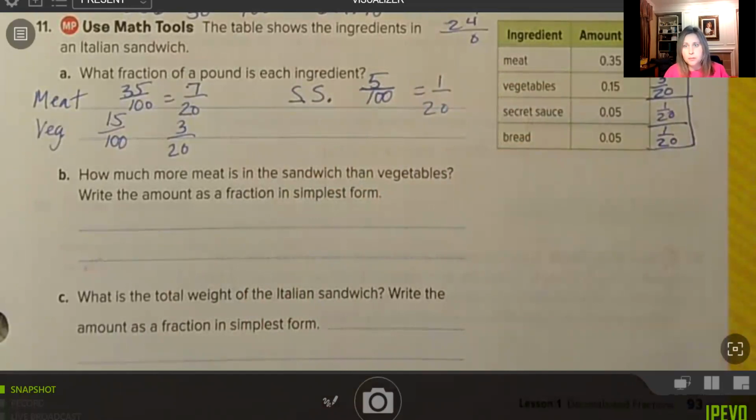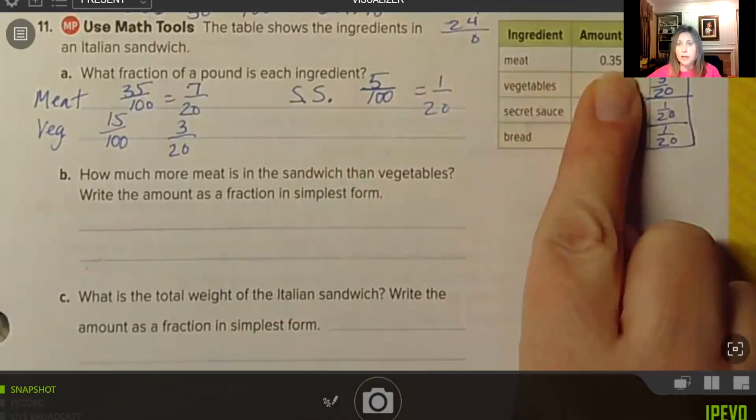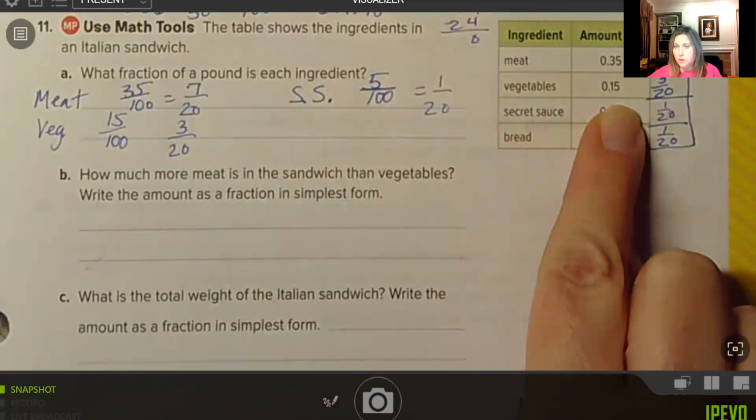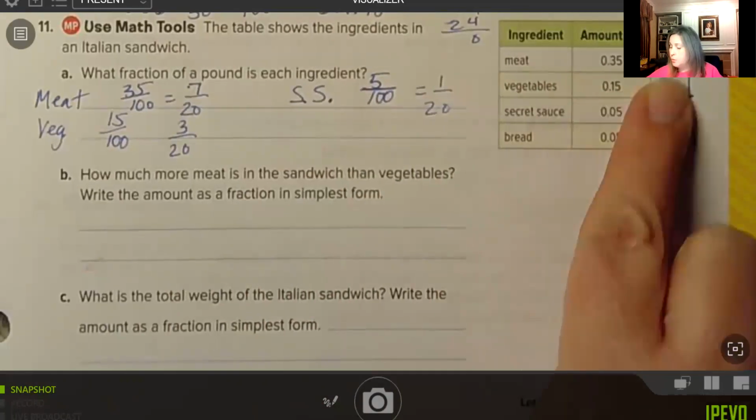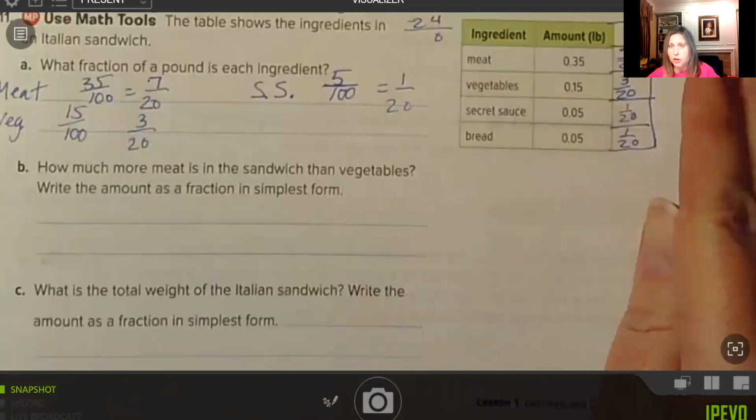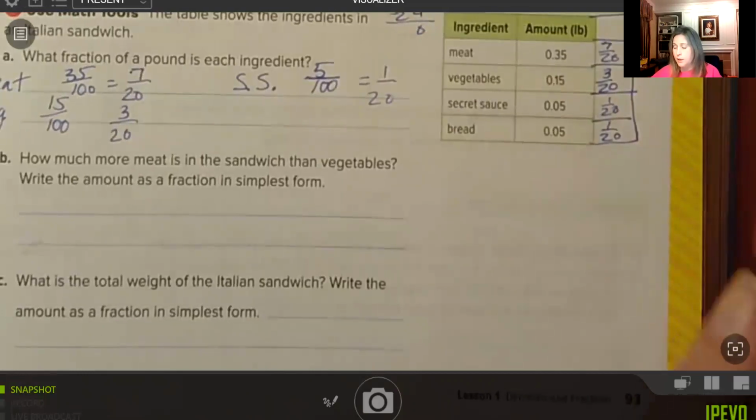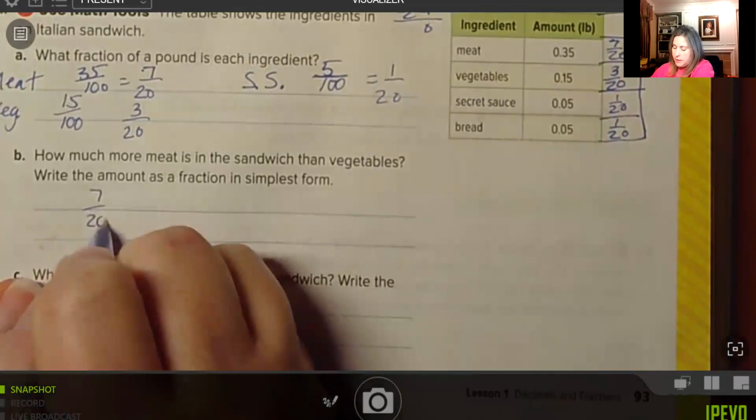And then letter B. How much more meat is in the sandwich than vegetables? Write the amount as a fraction in simplest form. Okay, so how much more meat than vegetables? So this is going to be 35 hundredths minus 15 hundredths, or we can do, we already have these written as a fraction. So 7/20ths minus 3.